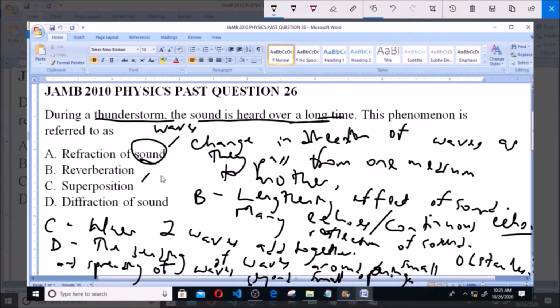Now from all the phenomena we have observed, option B, which is reverberation, refers to the lengthening effect of sound due to many echoes, due to continuous echoes. Now this best describes the phenomenon that occurs during the thunderstorm, because during thunderstorm you have lots of sounds from the rain, from the thunder, etc. You have various sounds, and these sounds undergo reflection, so there is continuous echo, and then what you have as a resultant effect is the lengthening of sound, which is reverberation. So reverberation, option B, is the correct answer to this question.